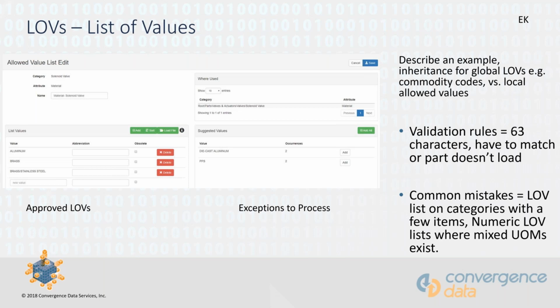And some things to consider here in terms of validation rules, where we don't want to exceed character limits. We also don't want to have any numeric LOV list where we have a mixed unit of measure. These are all things that we try to catch prior to getting that data ready and prepared for Teamcenter, which Nate's going to get into a little bit more detail on, I believe, on the next slide.